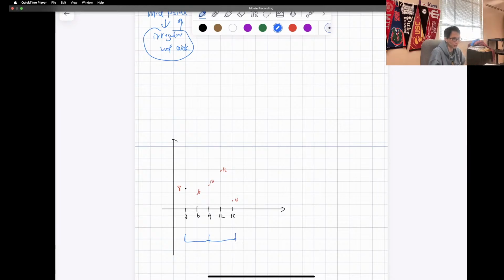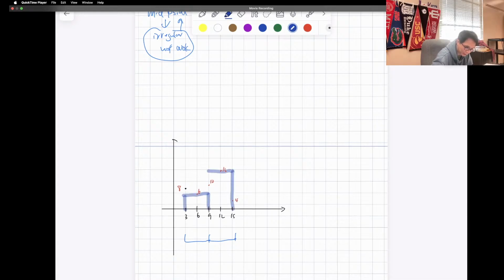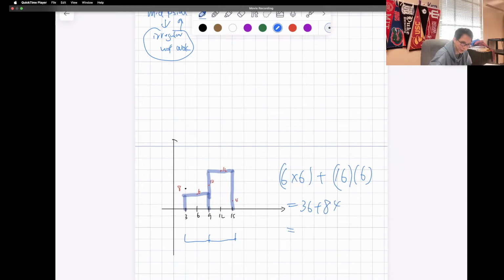Usually you would use 3, 9, and 15 as a right end or left end. But the problem is I don't want to use left or right. I want to use the middle of left and right. So therefore my first rectangle is going to be based on this, and the second one is based on this. All you've got to do is the first one's 6 times 6, plus the second one is going to be 16 times 6. So it'll be 36 plus 84, so it'll be 120.